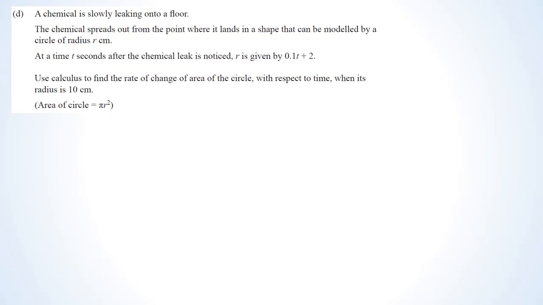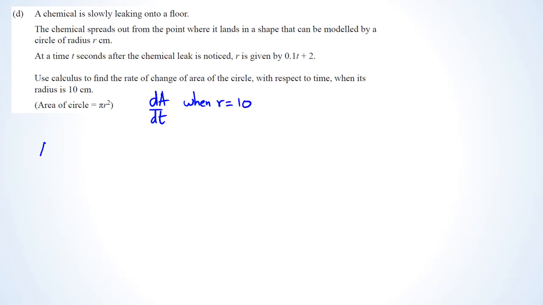Okay, so what we have in this question is a chemical that is slowly leaking onto the floor. The chemical spreads out from the point and lands in a shape modeled by a circle. So, all right, it's going in a circle shape. At time t seconds, r is given by 0.1t plus 2. Use calculus to find the rate of change of the area of the circle with respect to time when its radius is 10 centimeters. So what we're actually looking for is dA/dt when r equals 10.